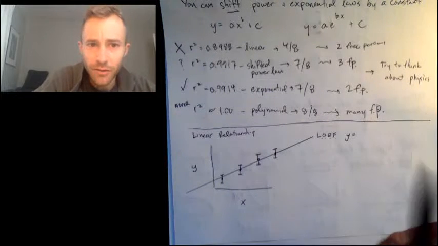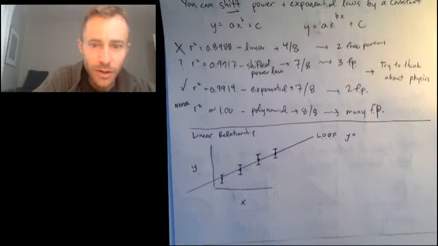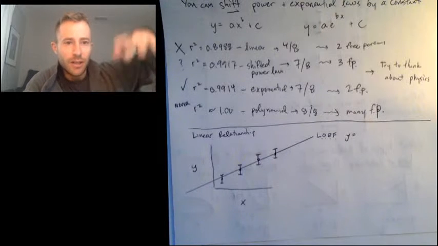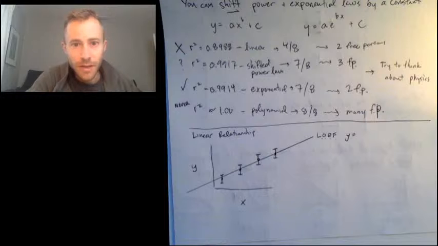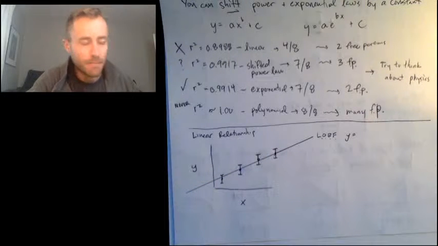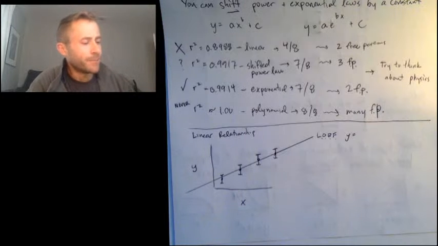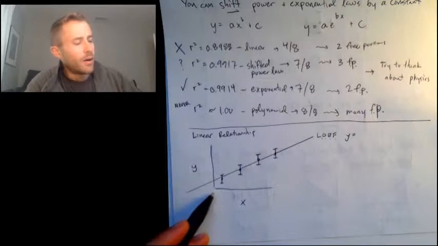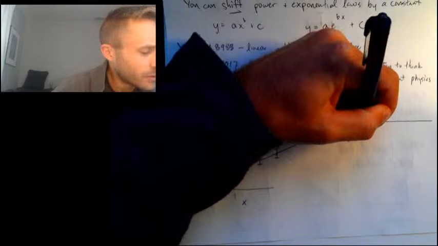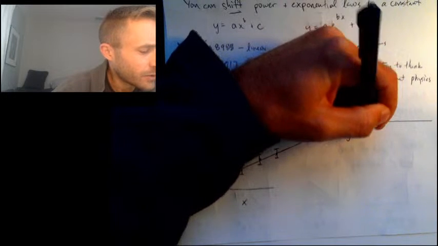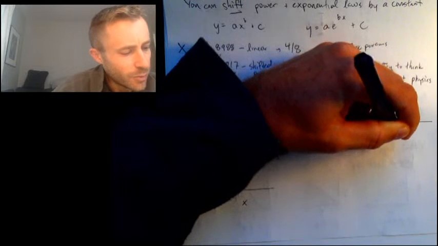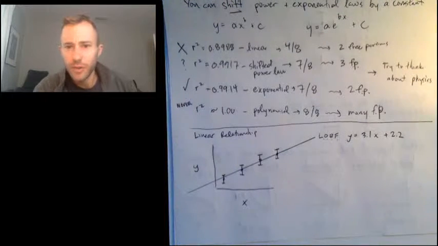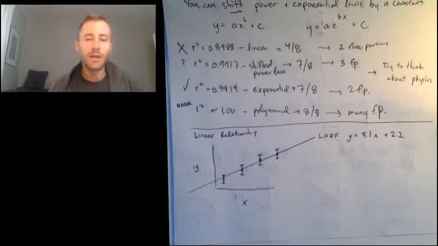Now, by the way, how do you get the line of best fit? The line of best fit should have an equal number of points above the line and below the line, if possible. And it should go through all of the error bars. It should touch all the error bars. Okay? So maybe this is y equals, let's say 3.1x plus 2.2, something like that. So I just randomly made up a line of best fit.